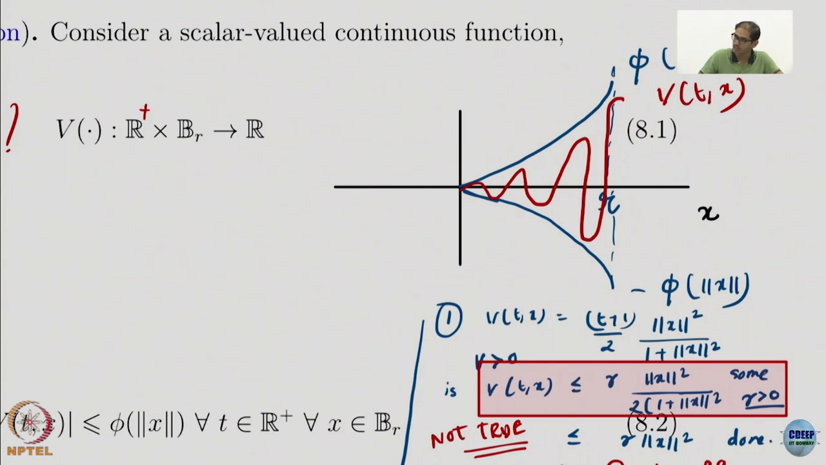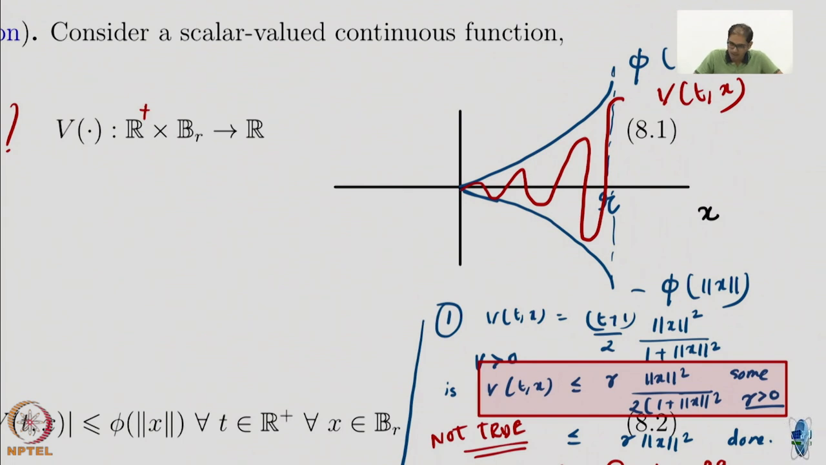Until now for positive definiteness you wanted this to be greater than some class K function, which it is, because if t is non-negative, then this is greater than or equal to norm x squared divided by 1 plus norm x squared, and that is a class K function. So great, it is positive definite. Or you can even verify positive definiteness via the easy test. Same deal, no difference.